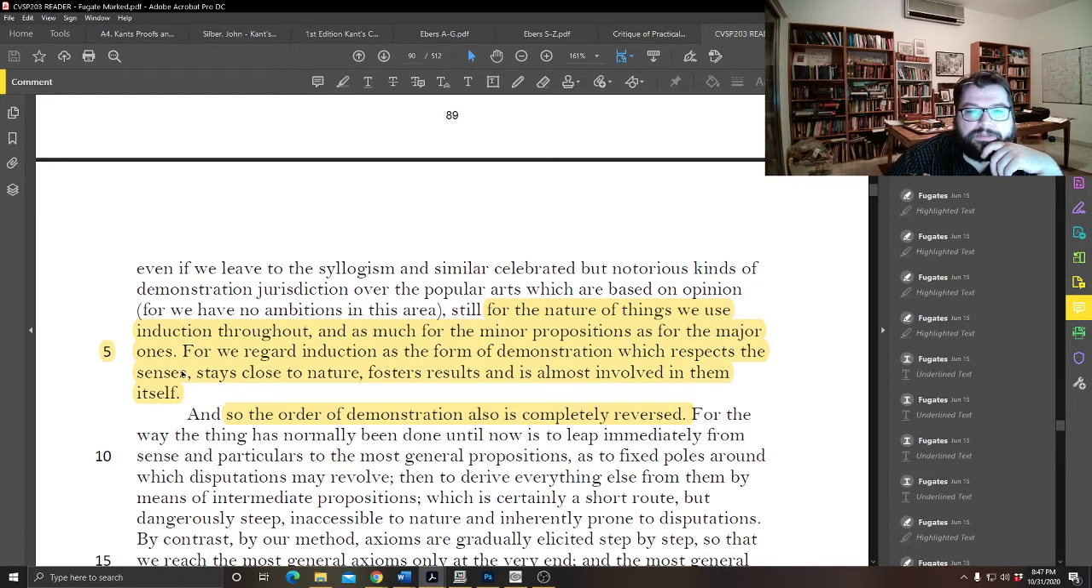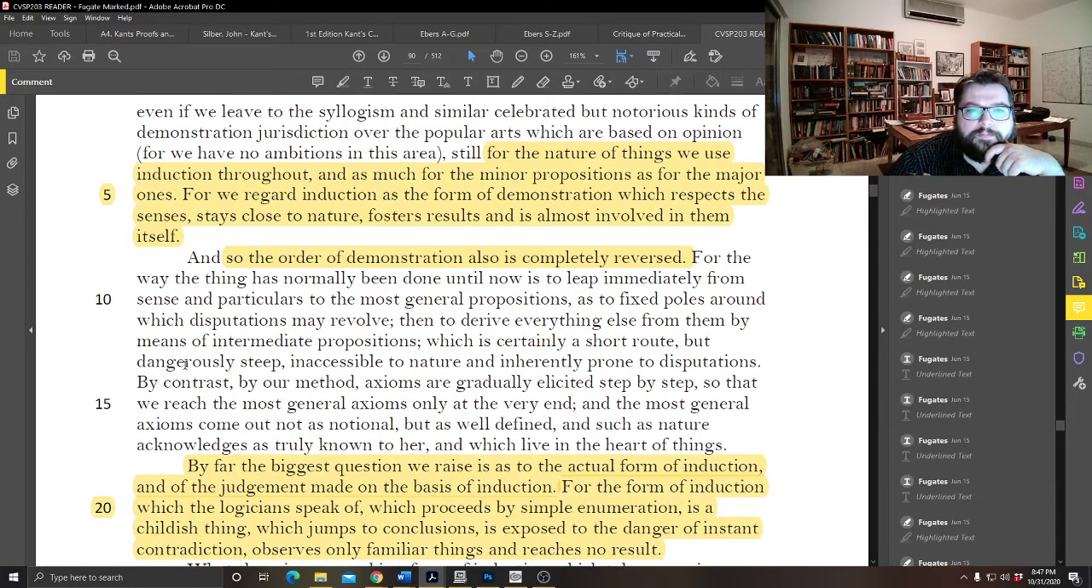So we don't only use induction to figure out what the general properties of general things are. All men are mortal. We use it even for investigating individual things and their properties, like Socrates. We use induction also for that. So we regard induction as the form of a demonstration which respects the senses, stays close to nature, fosters results, and is almost involved in them, meaning in the senses itself.